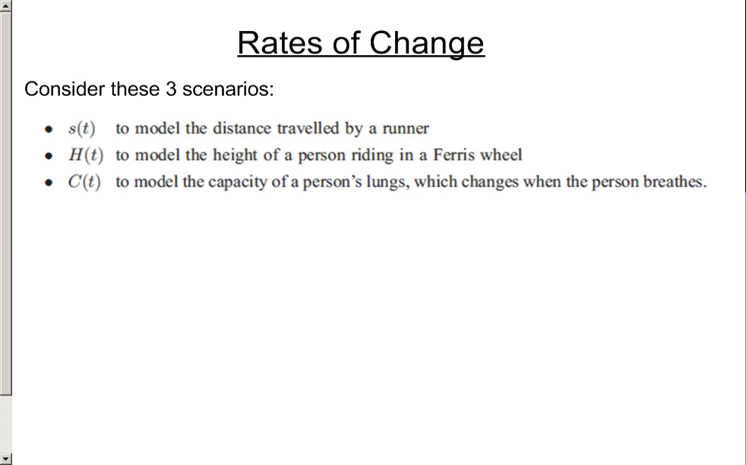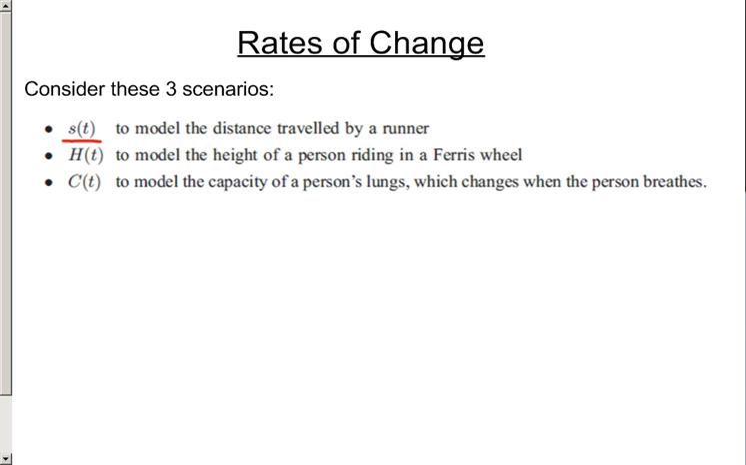In this video, we're going to talk about rate of change, which is an application of differentiation. A rate of change is how fast something changes, or how much something changes with time. And we're going to consider three examples to have a look at this.